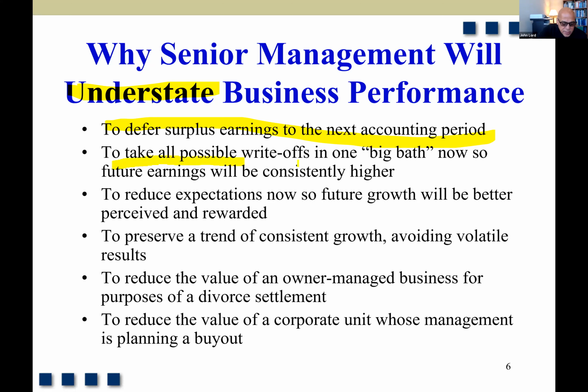You can see taking the big bath now, maybe writing things off now, taking more bad debt expense now. And we can do that now because maybe our income is looking a little better. And again, we're always looking for that smoothing of our profits. So we're trying to conserve the trend, consistent growth. We don't want that volatility. So we can smooth profits more by putting more in the allowance now, and then later we go, oh, our allowance is sufficient. We don't have to take as much, right?